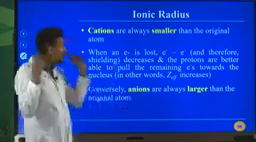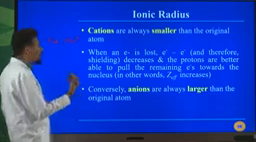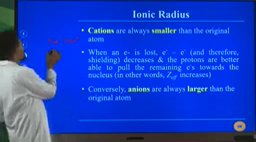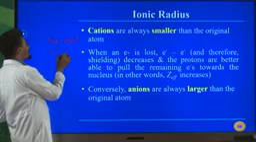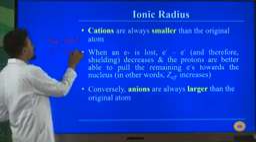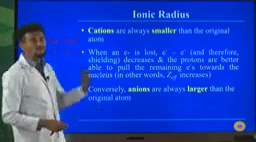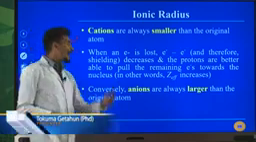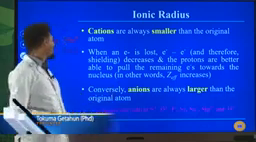Conversely, anions are always larger than the original atom. For example, take this one, Cl minus. It has greater radius when compared with the chlorine atom, the neutral chlorine atom. Therefore, anions are always larger than the original atom.